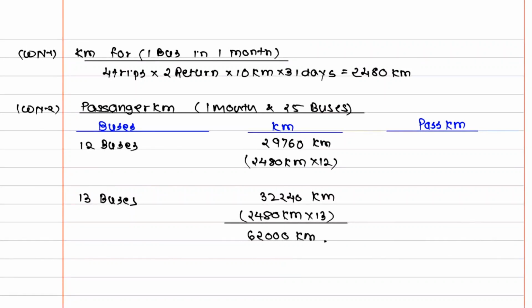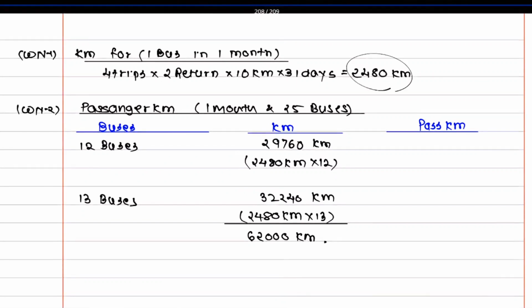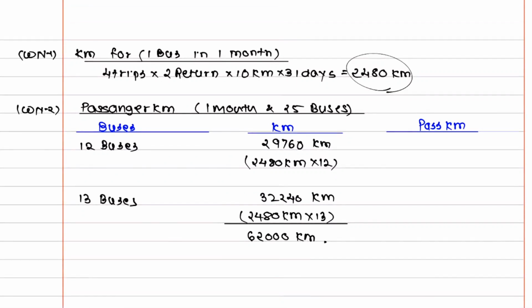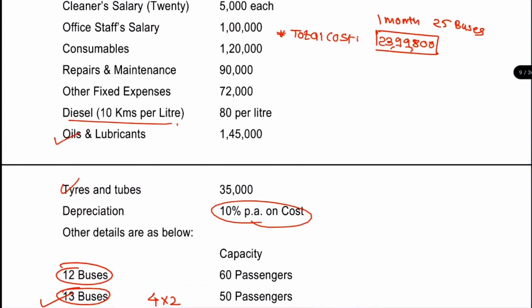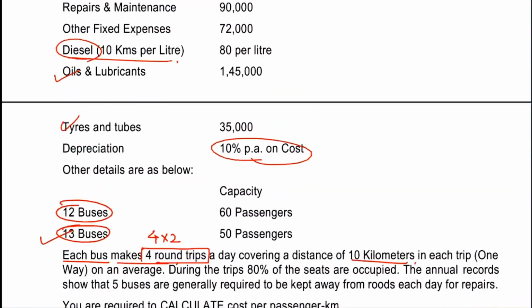Do you understand this? When you say 62,000 kilometers, this is the traveling done by all buses. You can add these two, that is also okay, or you can do this into 25. Both will give you the same answer. Clear? Now I have got the kilometers, but there is one twist when you get the diesel cost. What is that twist? There is one line which is written.